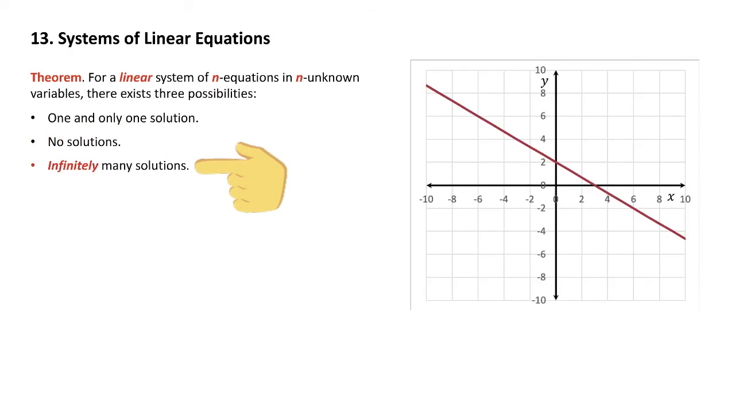So if you found 2, you have infinitely many. One and only one, no solution, and infinitely many. And this is true for any linear system, 1 billion equations and 1 billion unknowns.